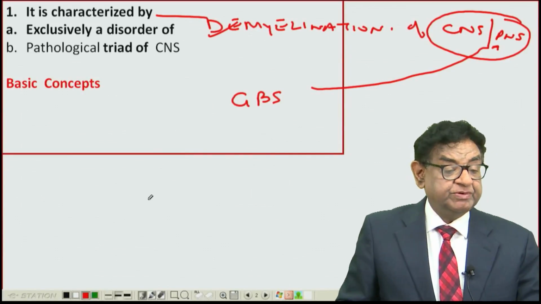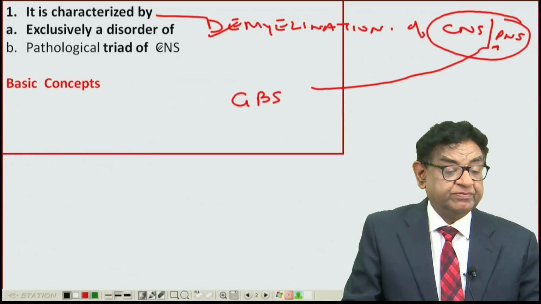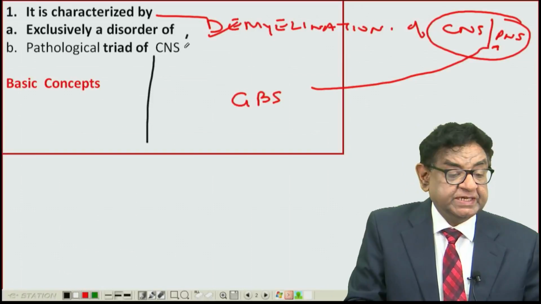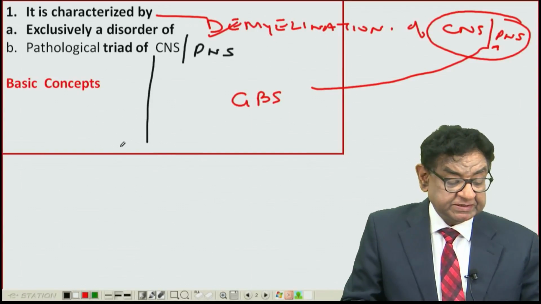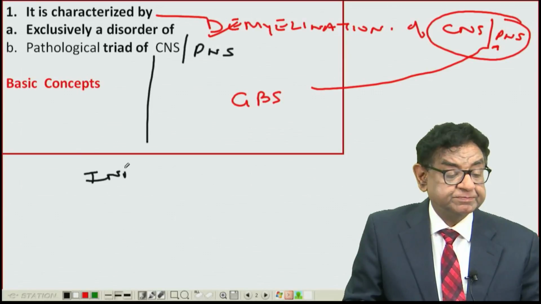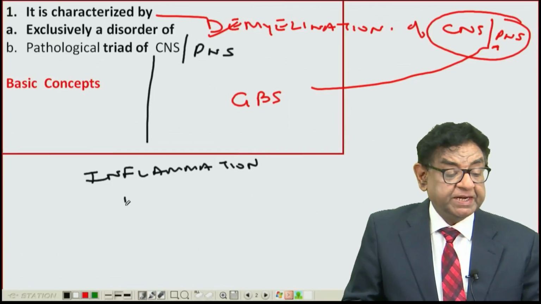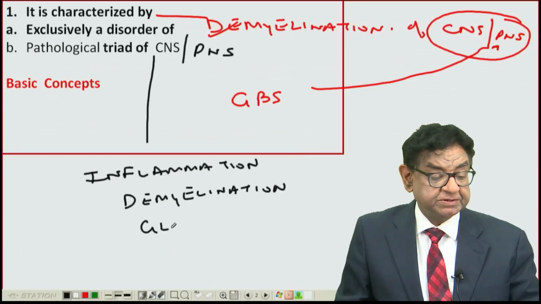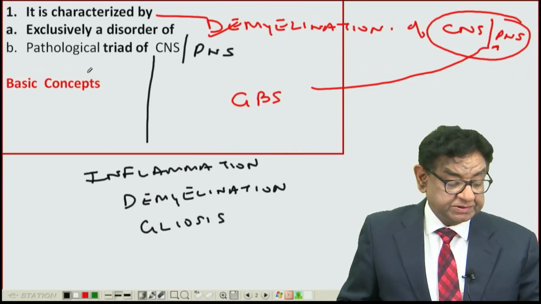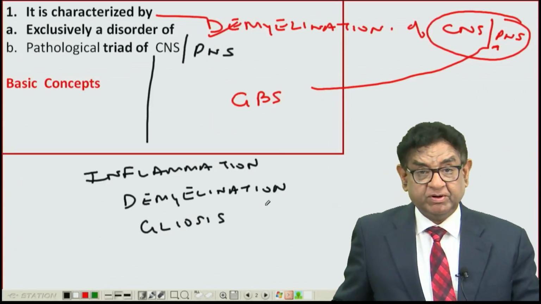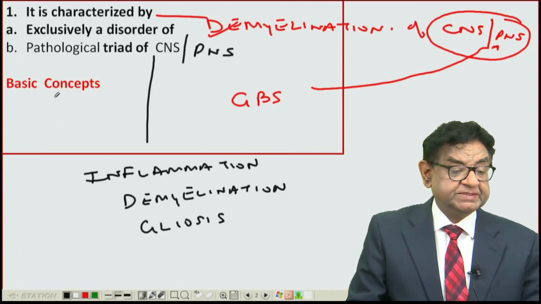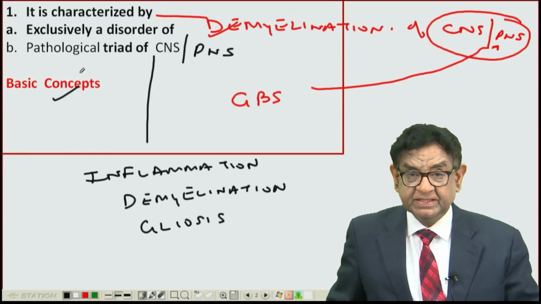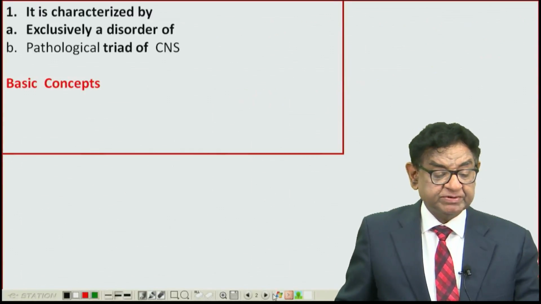Okay. Now, when you talk about the pathological triad that we get in both CNS and PNS, it is inflammation, demyelination, and gliosis. This is a triad. Now, before I proceed further about multiple sclerosis, I would like to discuss some basic concepts about what the disease is. Then you will have a much better understanding of the subject.